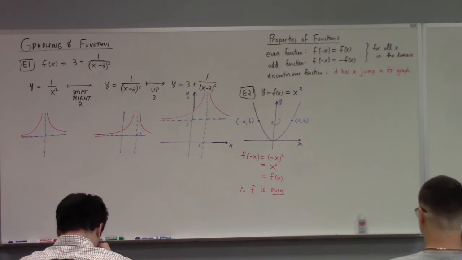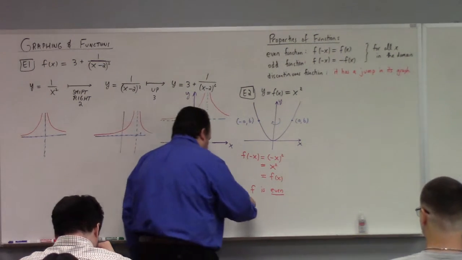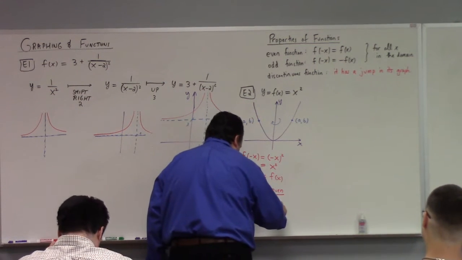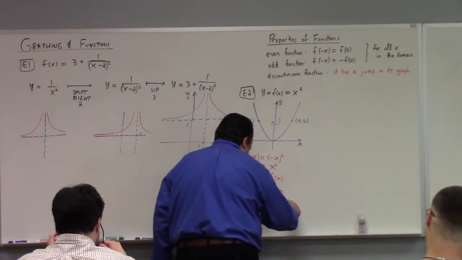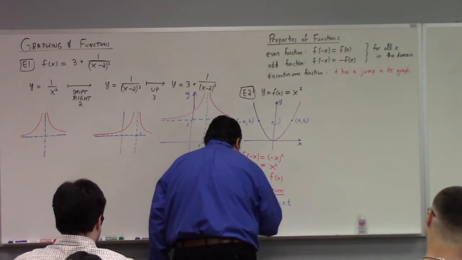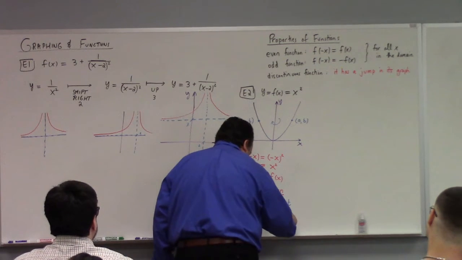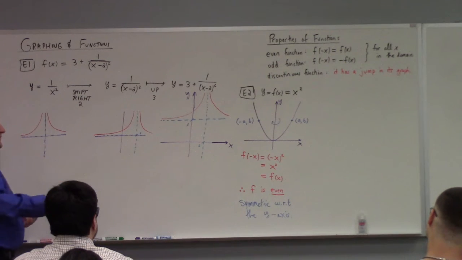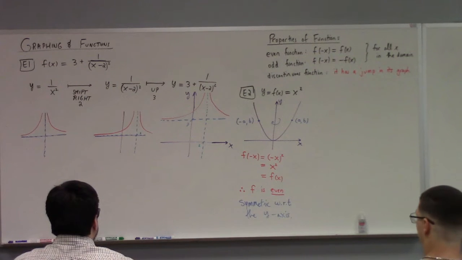So this graph is said to be symmetric with respect to the y-axis. So that's another way to describe an even function. It's a function whose graph is symmetric with respect to the y-axis, right? Any questions? All right.